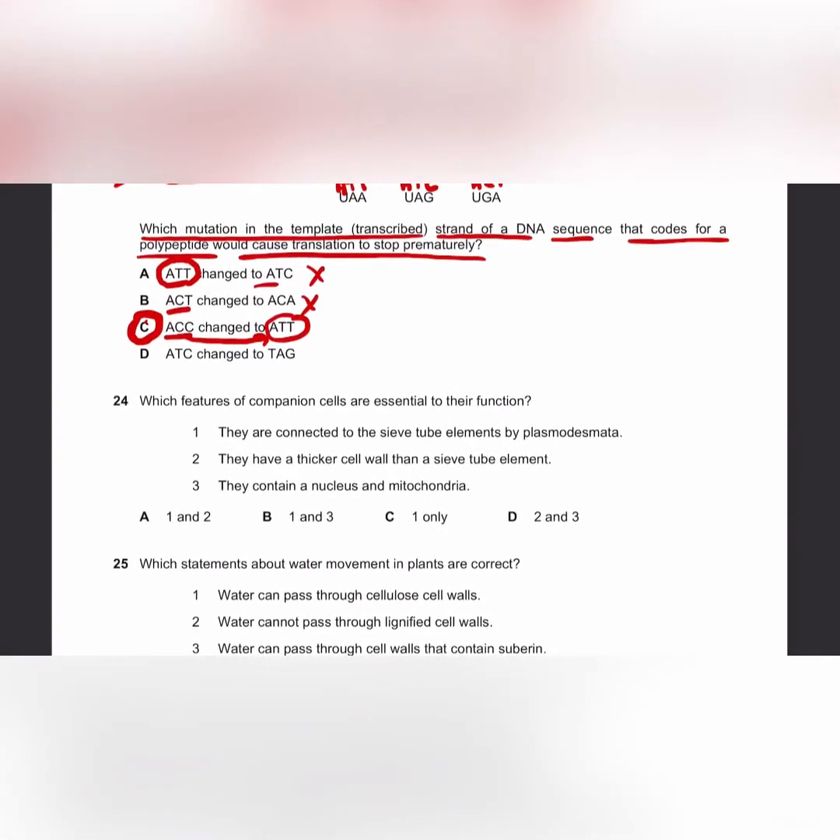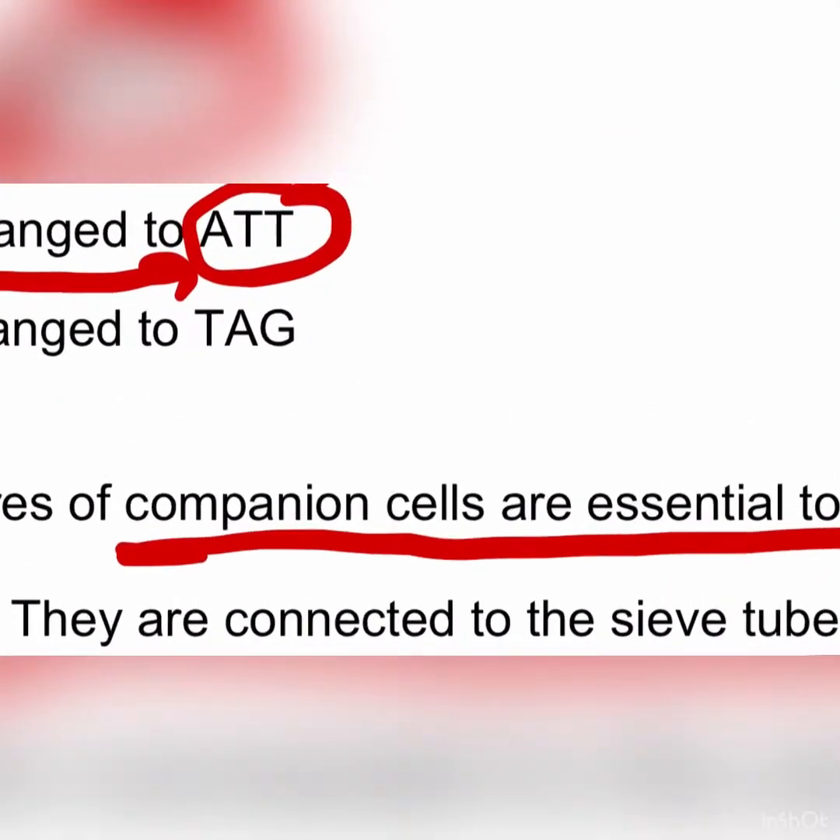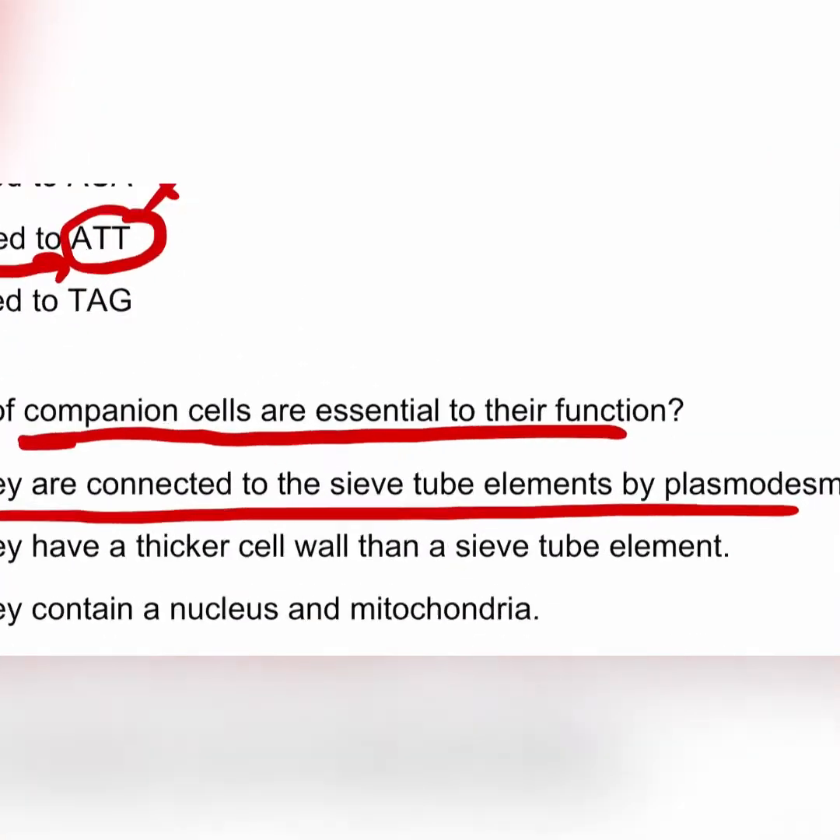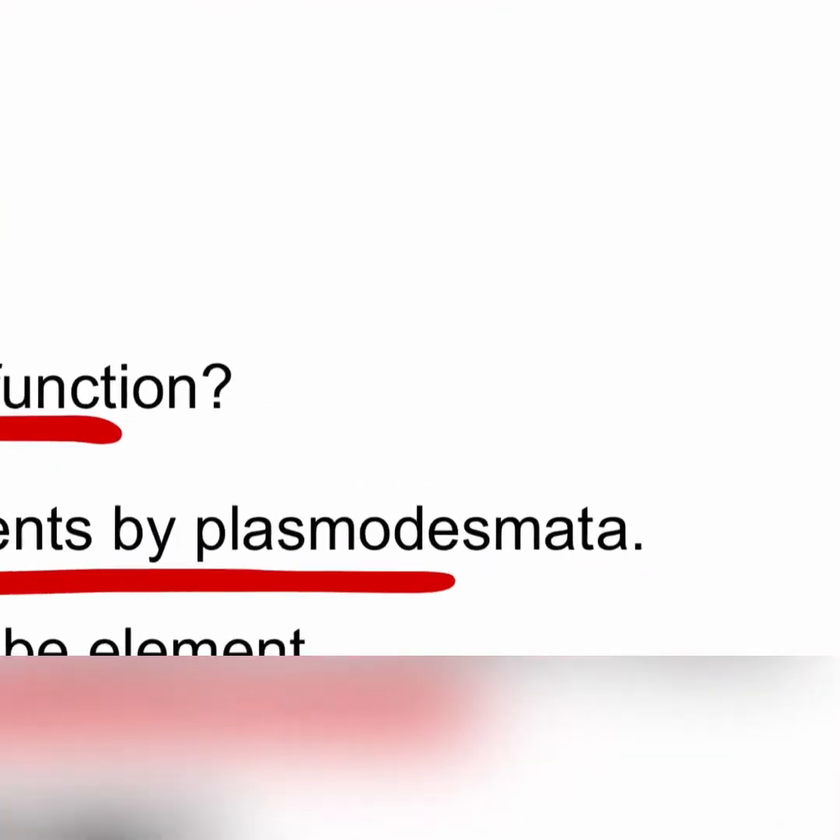Let's move on to MCQ number 24. Which features of the companion cells are essential to their function? Okay. Number 1, they are connected to the sieve tube elements by plasmodesmata. Yes, this is the essential structural adaptation for the function of companion cells, because as we all know, to load sucrose into the sieve tube, the sucrose moves from the companion cell to the sieve tube elements by diffusion via the plasmodesmata.